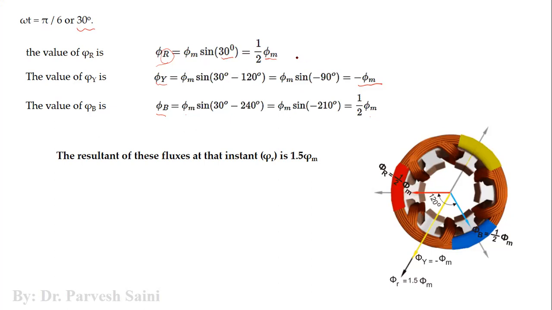Now, if you simply add these three, you'll see that it seems to be zero, but it is not zero because we do not use a simple addition here. We use the parallelogram law of vector addition because these three are vectors which are represented by phasors.